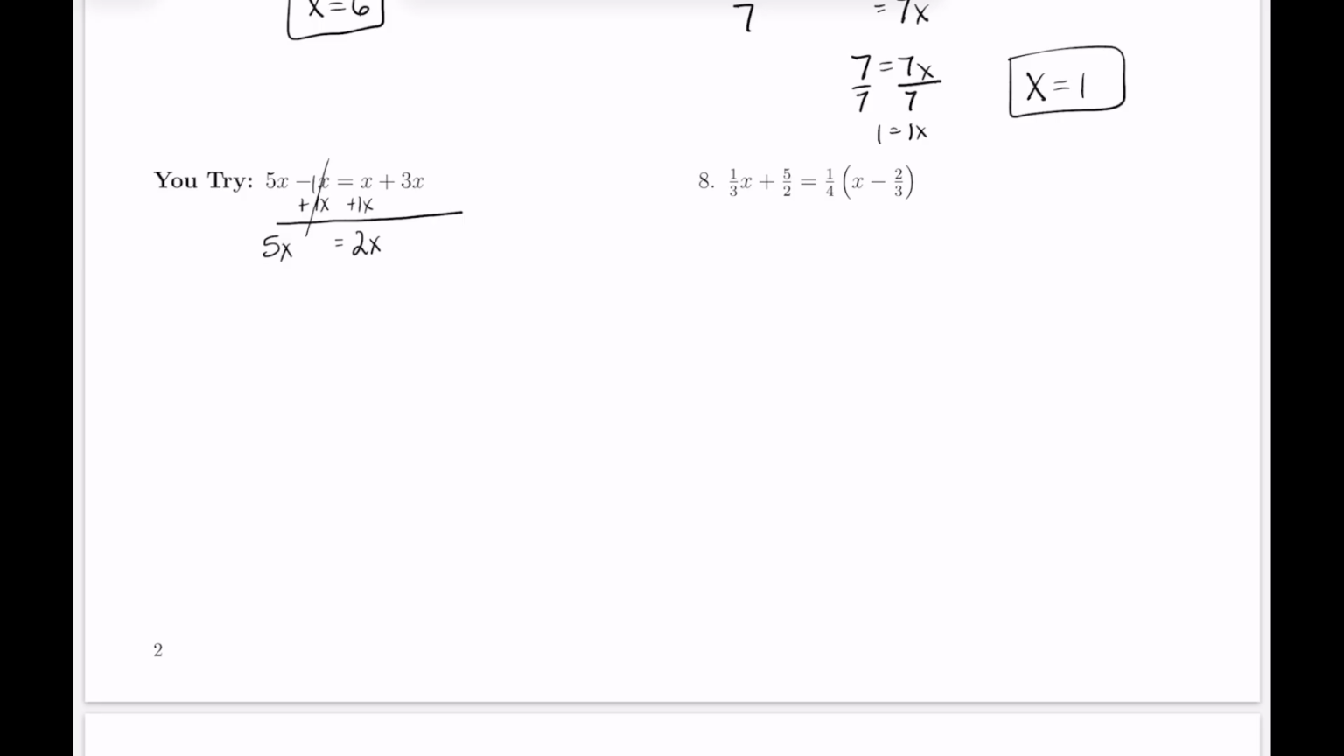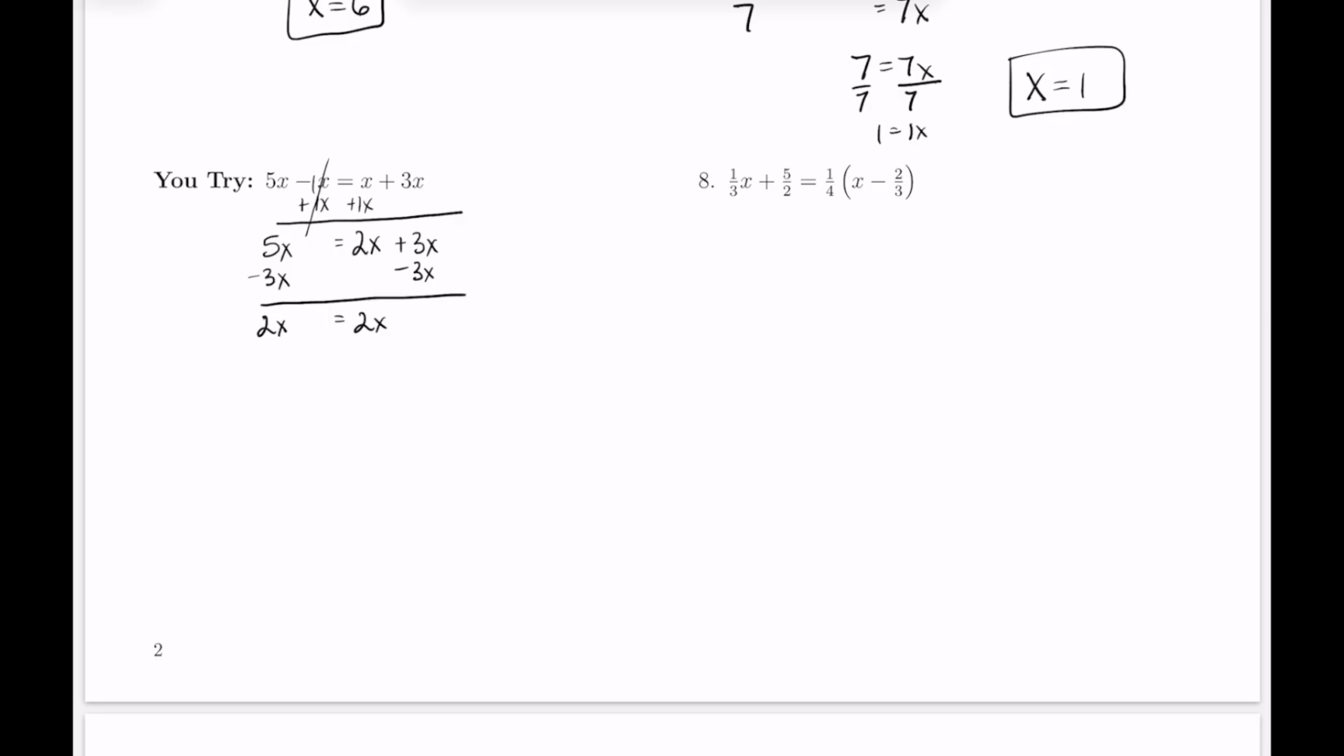Now, there's something else I could have done, and hopefully you see it. Couldn't I have combined some like terms? I probably should have done 5x minus 1x, but this will also work. I just want to show you, sometimes we get in a habit of just doing things on autopilot, right? And now I have 2x equals 2x. Whew. And then, well, let's see, do I divide? Nope, because I don't have all the x's on one side yet.